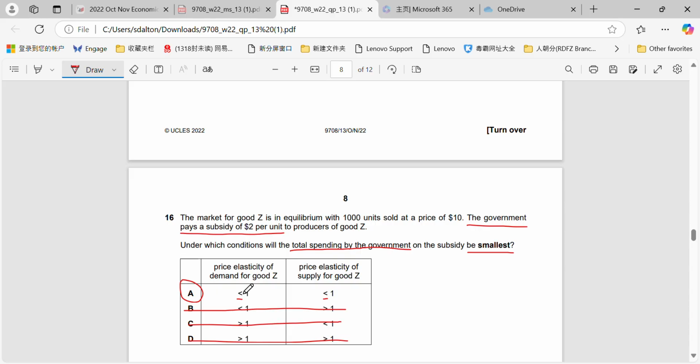So the higher the quantity traded will change, the more units the government has to provide a subsidy for. So if PED is inelastic and PES is inelastic as well, then the quantity traded is not going to change by a lot, so the subsidy will be much less than if one of them was elastic or if they were both elastic.